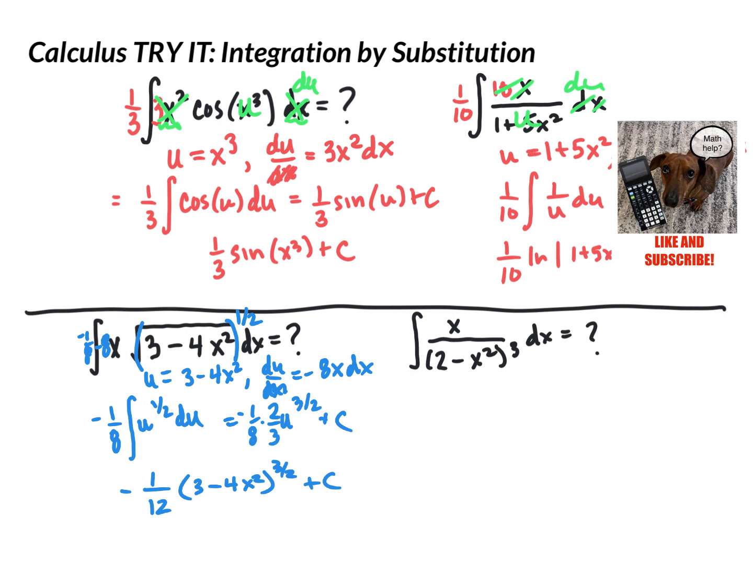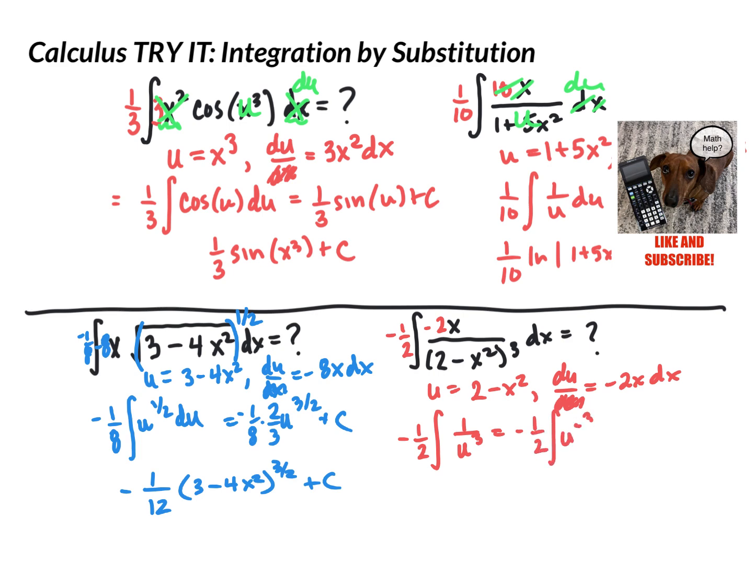Okay, and this other example, I would let u be 2 minus x squared, and then du dx is negative 2x. So I'd like to put a negative 2 there, and I can offset it with a negative 1/2. So this becomes negative 1/2 times the integral of 1 over u cubed, or u to the negative third.